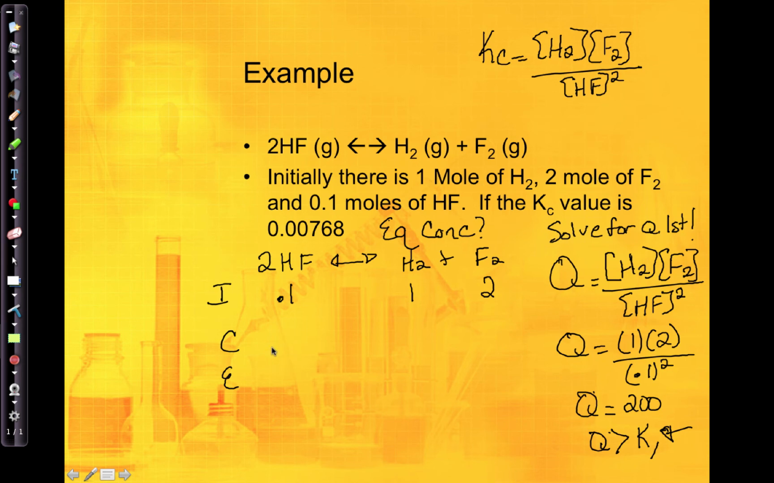So when I make my ice table, if I am creating reactants, I am going to be adding on my reactant side and subtracting on my product side. The reaction is going to shift in this direction to make the reactants, so I'm adding them, and in order to do that, I'm taking the reactants away. So this is going to be adding this time, and it's going to be 2x because of the coefficient, and we're taking this one away, taking this one away. So at equilibrium, it's going to be 0.1 plus 2x, 1 minus x, and 2 minus x.